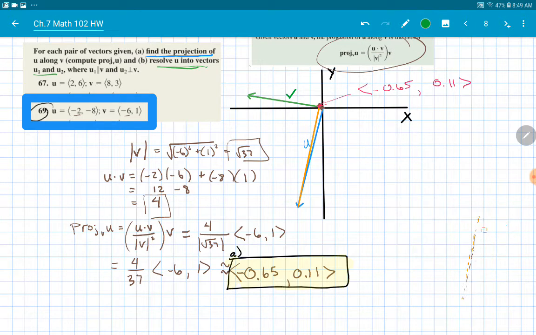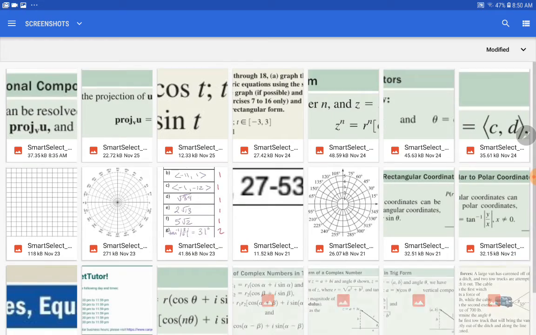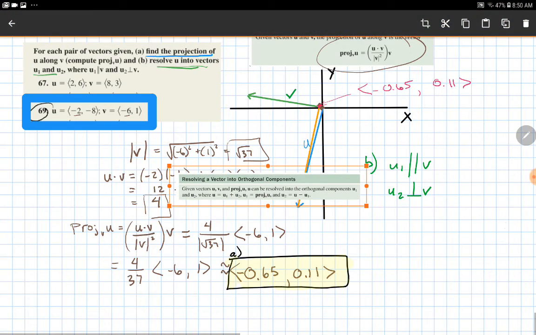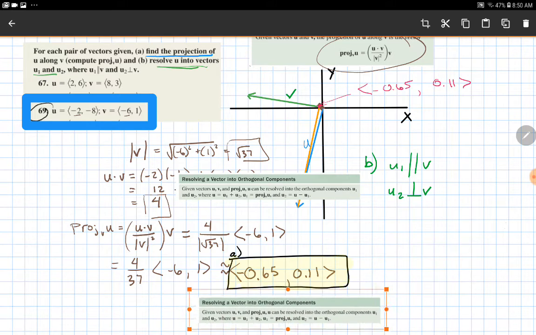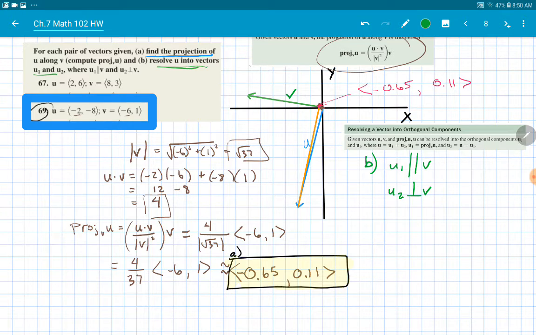Part B says, I'm going to erase my little sketch over here, to resolve U into vectors, U1 and U2, where U1 is parallel to V and U2 is perpendicular to V. And we do have a formula for that too, I think. Let me see here. So I'm going to use this little snippet for that information.